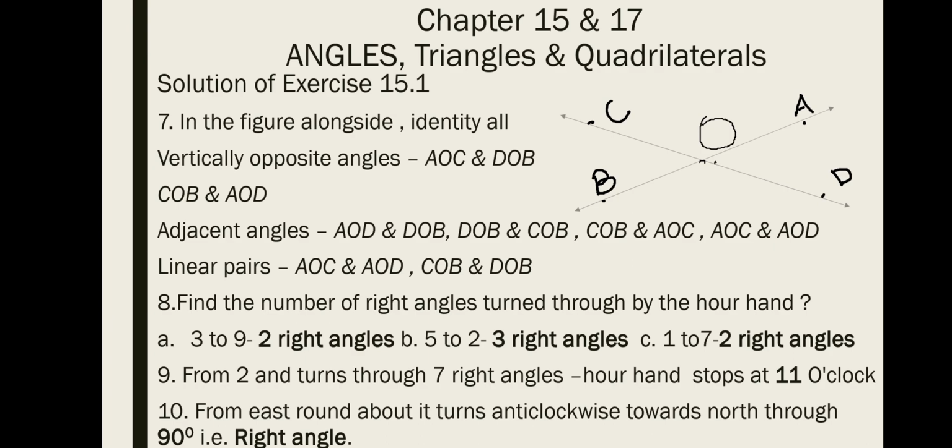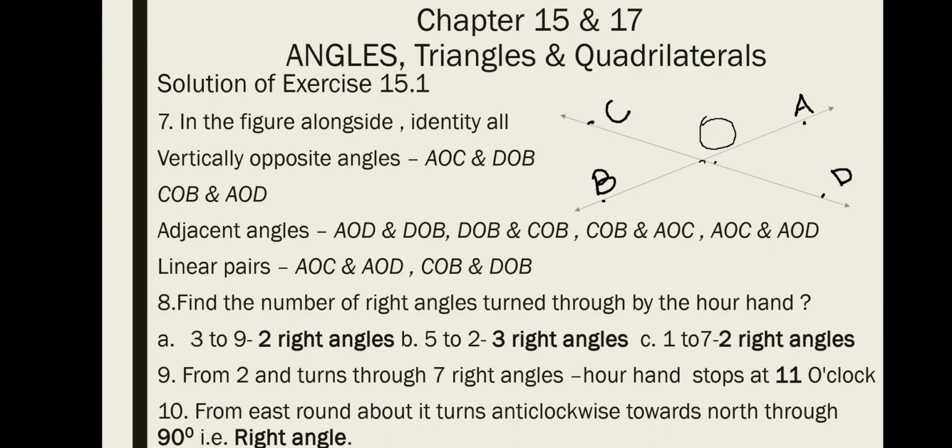Eighth question. Find the number of right angles turned through by the hour hand. Now when the hour hand of a clock goes from 3 o'clock to 9 o'clock, it will turn through two right angles, because 3 to 6 is one right angle and 6 to 9 is the second right angle. So two right angles.